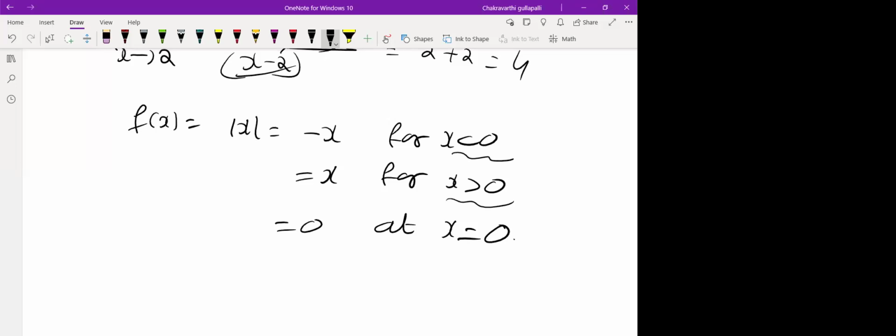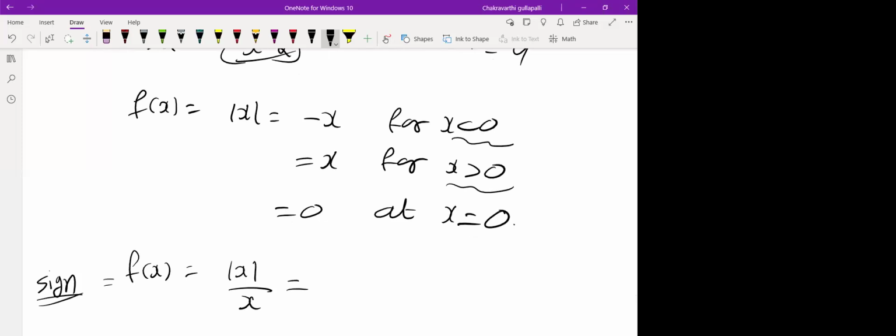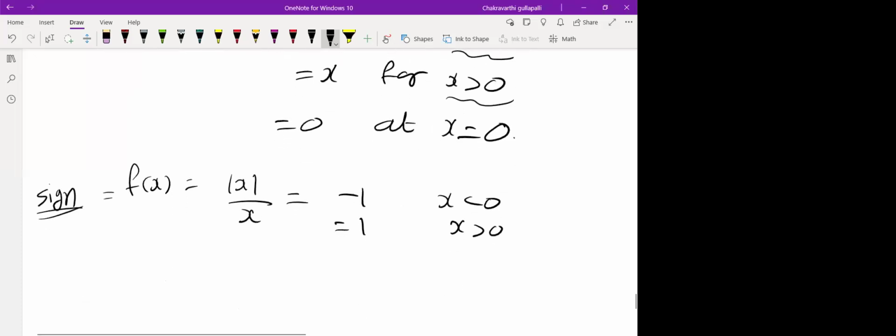Because less than 0 is something, greater than 0 is something, it is fluctuating. So we want to know what is the nature of the function. For example, f of x equal to |x|/x, let us say. This is also called the sign function or signature function. It is defined as equal to -1 for x less than 0, 1 for x greater than 0. So at 0, it is not defined at all.